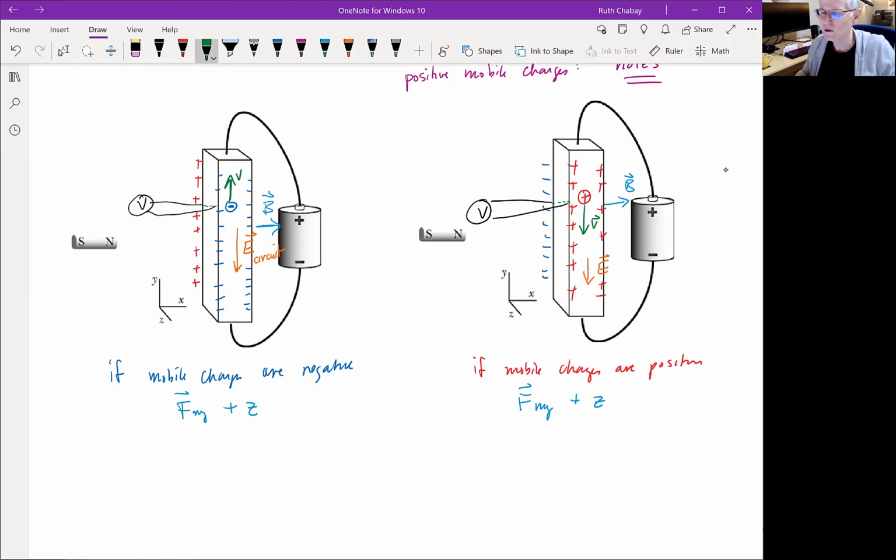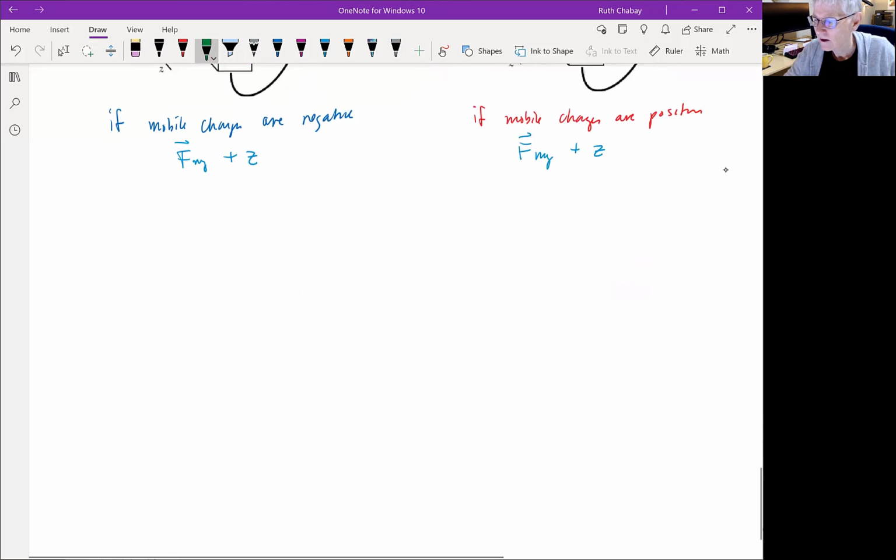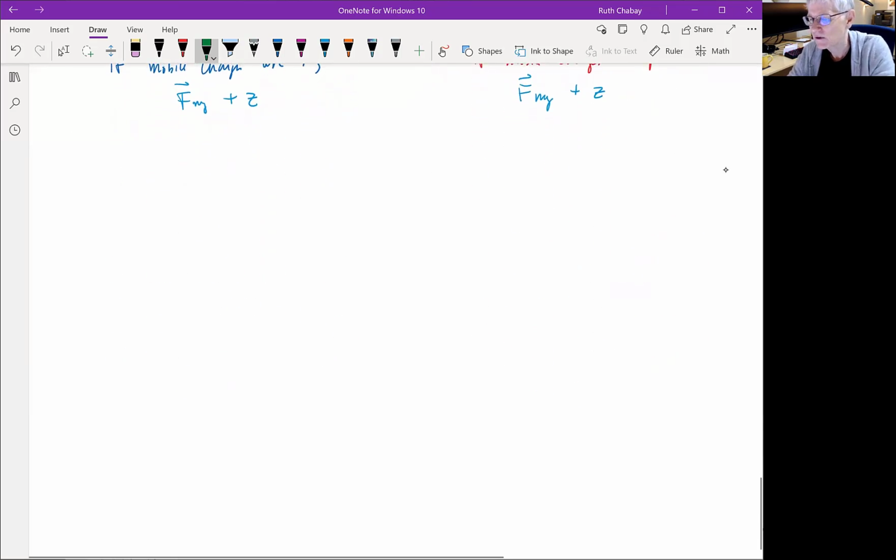Okay, perfect. So what I would like to talk about now is what happens if we look at magnetic forces from a moving reference frame. So, magnetic forces in different reference frames.